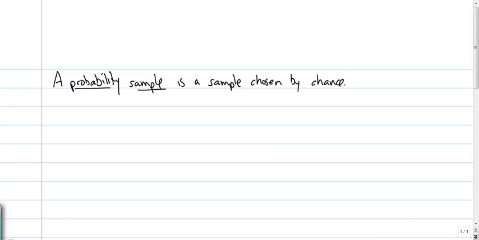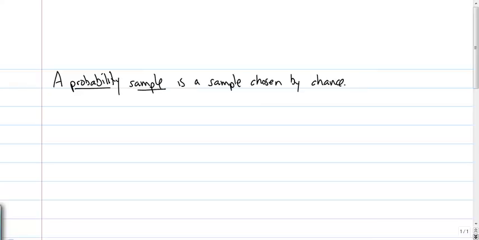So a probability sample is a sample that's chosen by chance. We must know what samples are possible and what chance or probability each possible sample has. An SRS is an example of a probability sample. But as the name implies, it is a simple sample. It is a simple strategy that we would use.